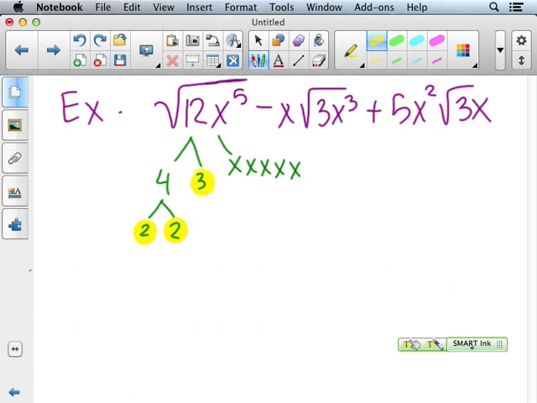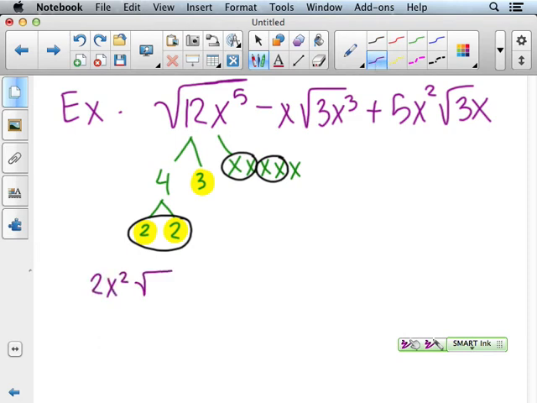These are my primes. So you guys said circle groups of 2, so there's a group. What's another group? There's x and x and x and x. Right. So out come how many x's? x squared. 2, right? And out comes 1, 2. So we end up with 2x squared, and then root 3x. 3 is our prime that's left over, and x is our variable that's left over. So there's our first term.